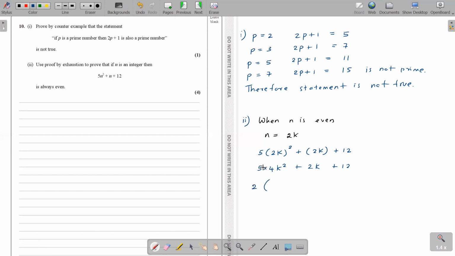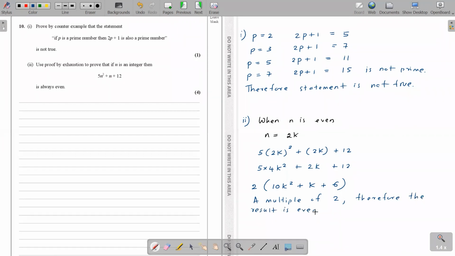Yes, right? So when I take a 2 out, I get here 5 times 2k square, which is 10. Because here 5 times 4, 20. When I take a 2 out, it's 10k square. Here 2k, I take a 2 out, it's k. 12, I take a 2 out, it becomes 6. Do you agree with me? This is clear? So what do you say then here? Okay, so this is a multiple of 2. A multiple of 2. Therefore, the result is even.